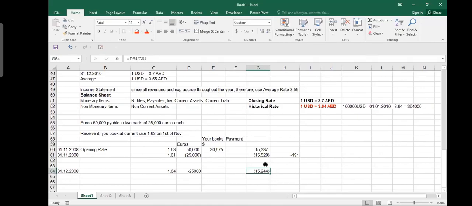But how much should I have paid then? 15,337. I should have paid this much divided by this much. So this is what I should have paid according to my books, but this is what the bank is taking from me. And this time I'm paying less, because according to my books I should have been paying 15,337, but I'm just paying 15,244. So I am making a forex gain. These numbers I'm taking from my initial liability. This is what is at the date of payment, and the difference is my forex gain or loss.